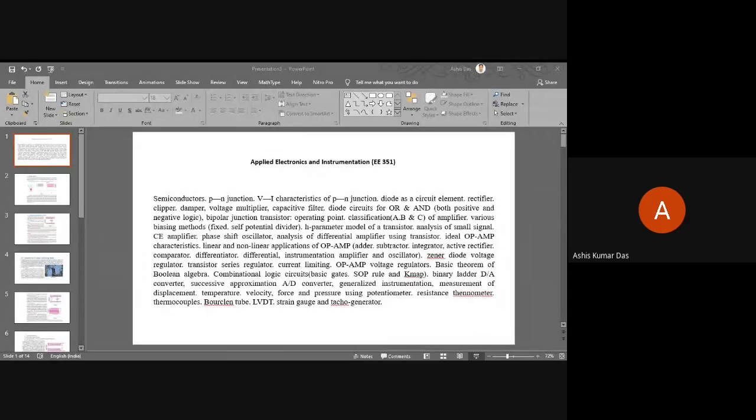These are all the instrumentation part, or instruments part, where we are mainly covering the transducer. Transducer means we can convert a particular form of energy to another form of energy.